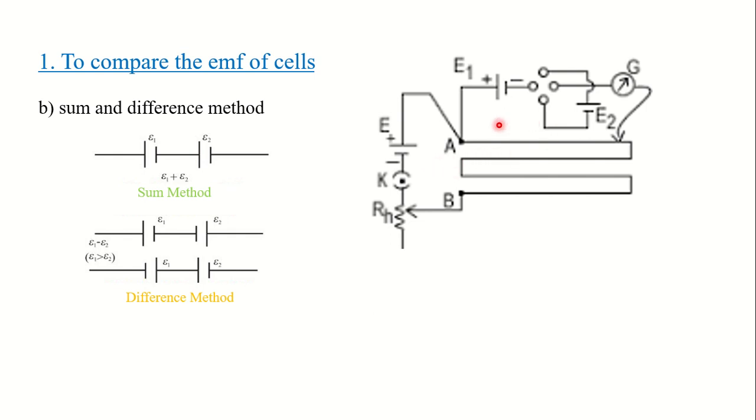Now how will you connect it in the difference method? So here you can see the explanation here. Negative of the first cell is connected to the negative of the second cell, or positive of the first cell connected to the positive of the second cell. Either of this way, it is opposing each other. The second cell is opposing the first cell. So E1 minus E2 will be the effective EMF when it is opposing each other.